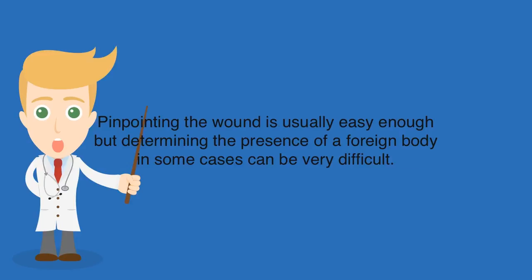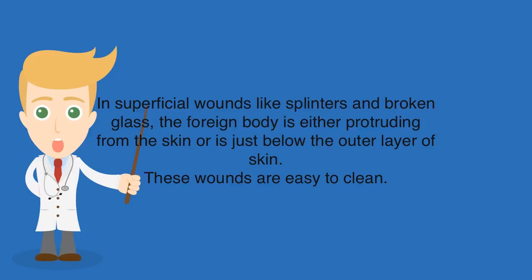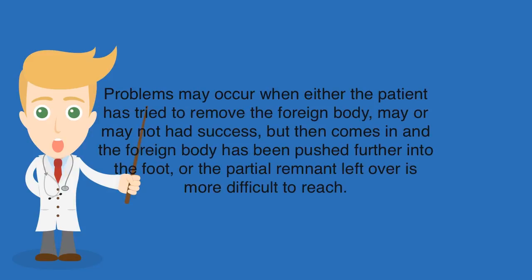Pinpointing the wound is usually easy enough, but determining the presence of a foreign body in some cases can be very difficult. In superficial wounds like splinters and broken glass, the foreign body is either protruding from the skin or is just below the outer layer of skin. These wounds are easy to clean. Problems may occur when the patient has tried to remove the foreign body, may or may not have had success, but then comes in and the foreign body has been pushed further into the foot, or the partial remnant left over is more difficult to reach.